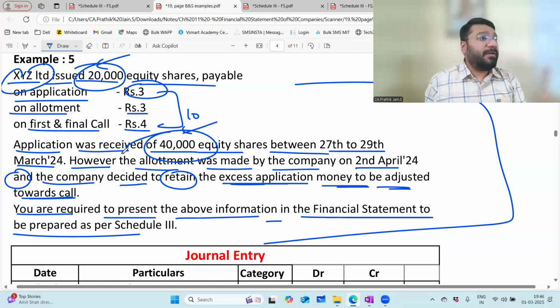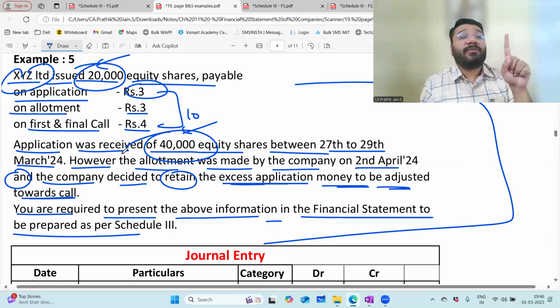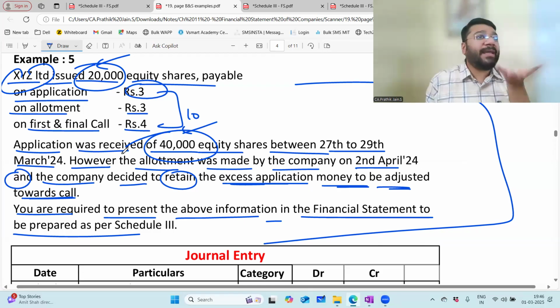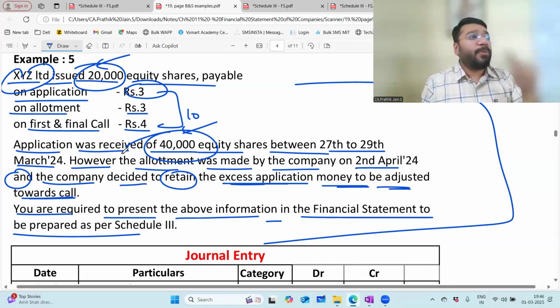So any of your friends who are planning to do data entry, who's got a BCom degree, no doubt let them do it. But what are they supposed to take care of? Basics. CA foundation accounts has to be taken care of. All of you agree with this point?